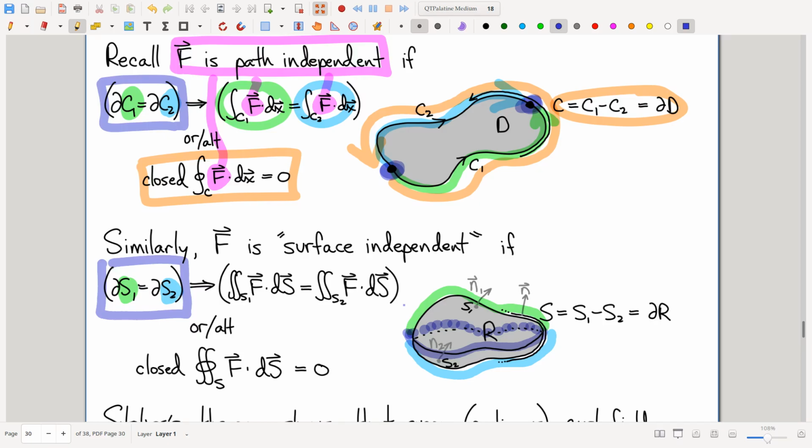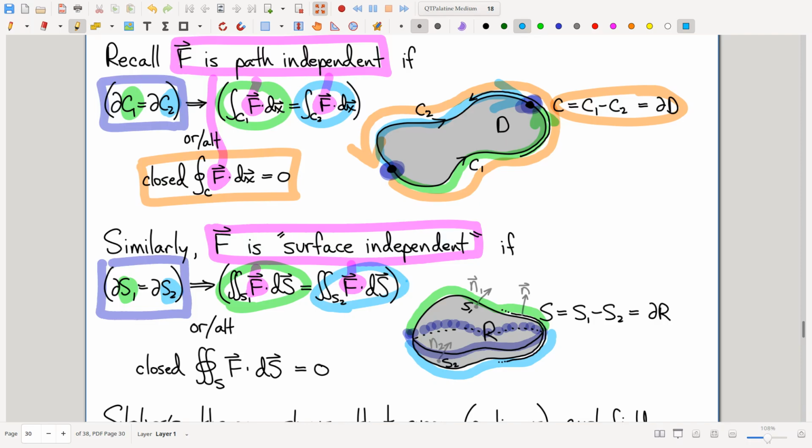And in this scenario, we're going to define now something called surface independence. Surface independence just means that whenever the green and blue surfaces do as we've just described, the green flux and the blue flux are always equal.